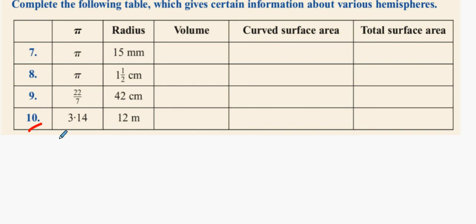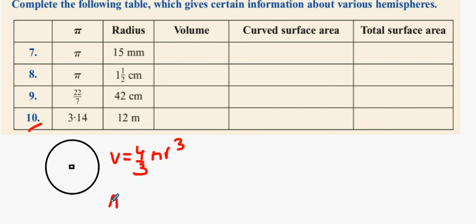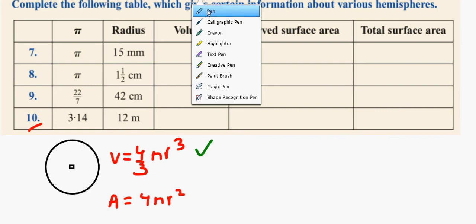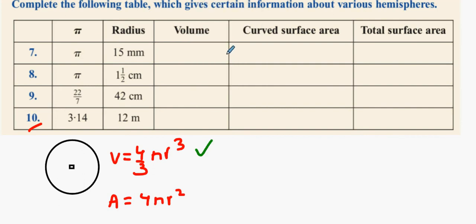Now guys, in your maths tables, you won't be given anything about the hemisphere, unfortunately. So all you're going to be given is the full sphere, and you're going to be given two formulas: 4 over 3 pi r cubed, and A equals 4 pi r squared. The easy one's the volume. The difficult one is the area, and I'll explain why in a second.